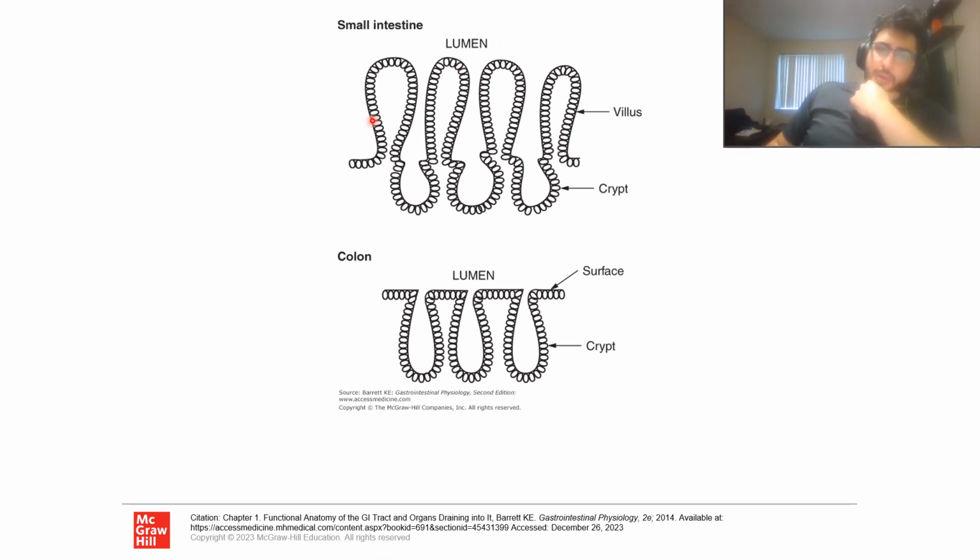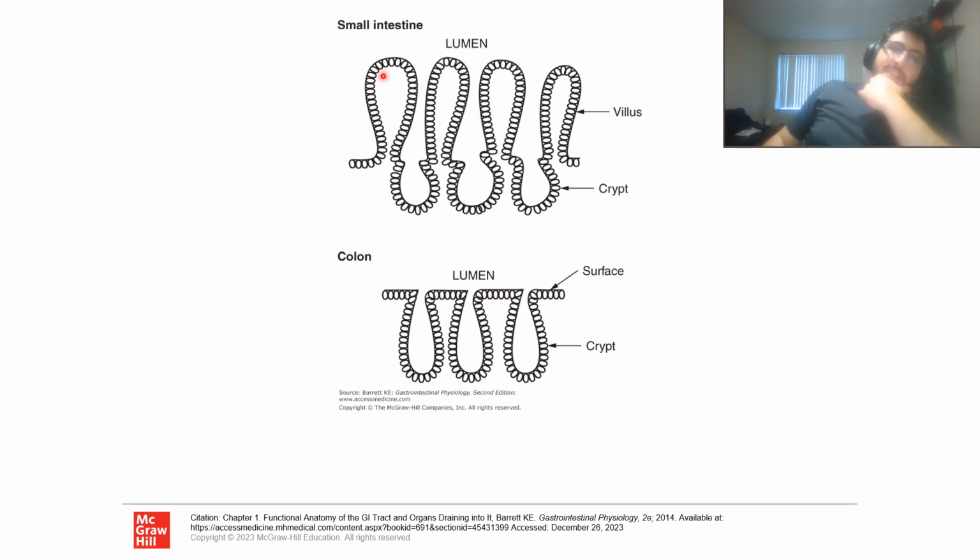As you can see, in the small intestine you have villi and crypts, whereas in the colon you have only crypts. That's one of the first things I want to draw attention to. In a little bit, we're going to look at the overall structure of the GI tract. But first, I want to start with the very basic histology of villi and crypts in the small intestine, and only crypts in the colon. Why am I bringing this up?